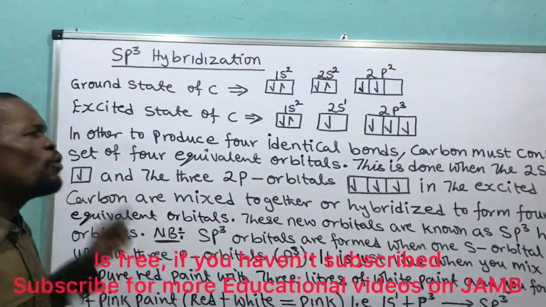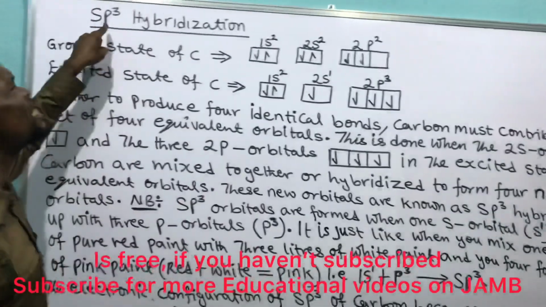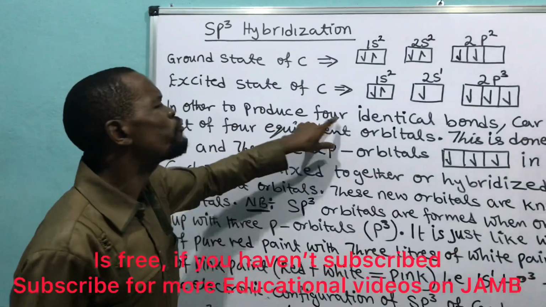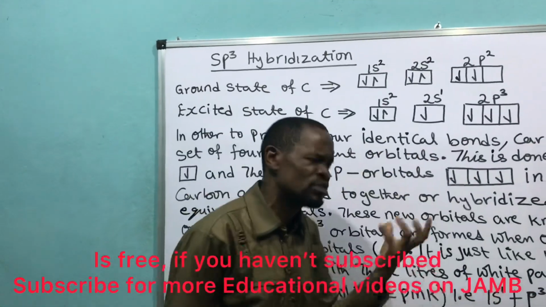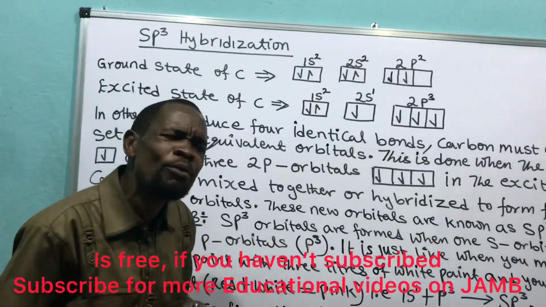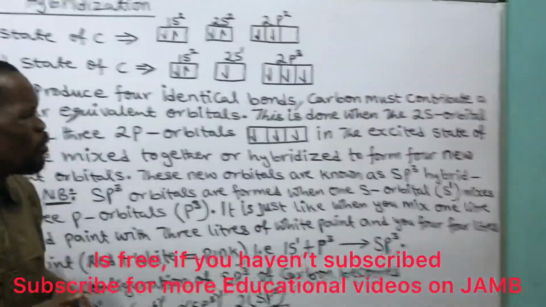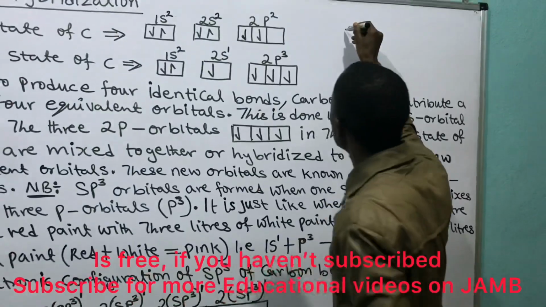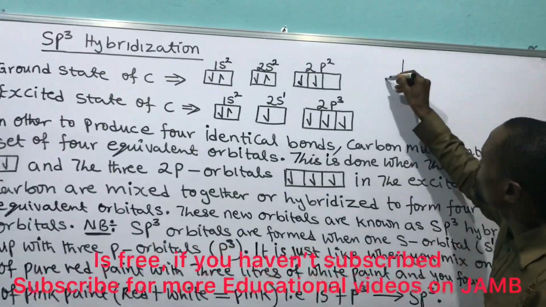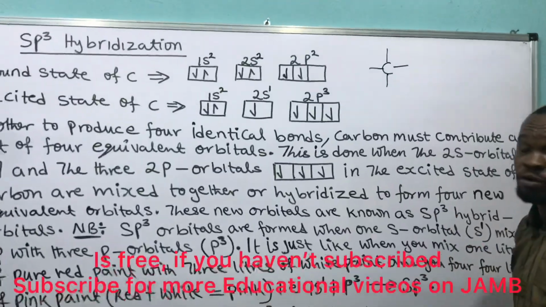Then now, remember, we want to produce sp3. We say in order to produce 4 identical bonds, because carbon needs 4 identical bonds. What does carbon need? 4 identical bonds. Look at the 4 identical bonds of carbon.